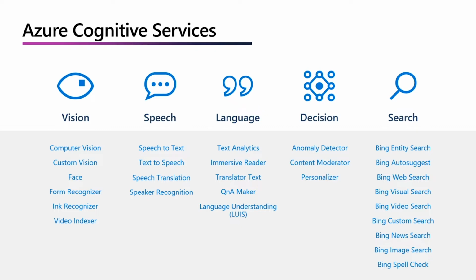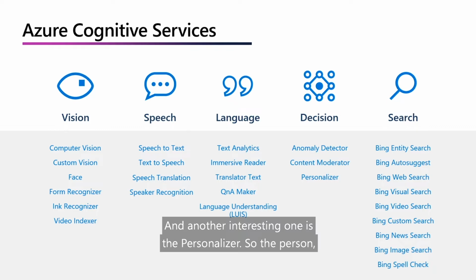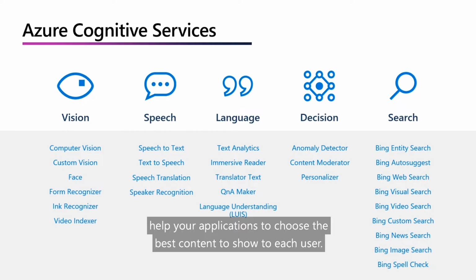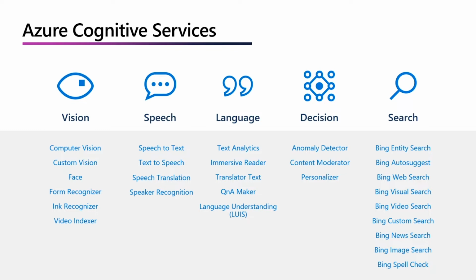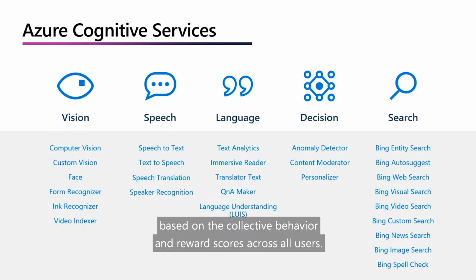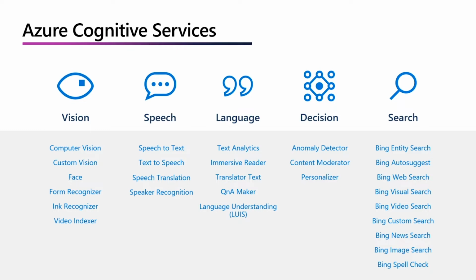Another interesting one is the personalizer. So the personalizer service can help your applications to choose the best content to show to each user. At the back end, it uses reinforcement learning to select the best item or action based on the collective behavior and reward scores across all users.